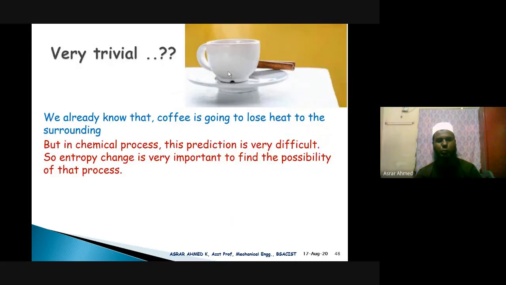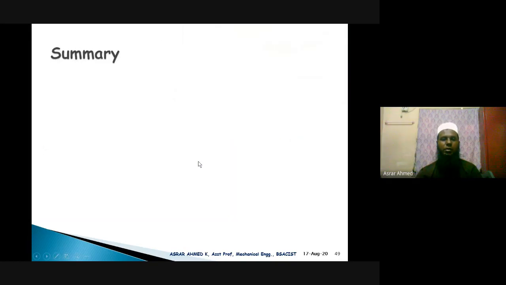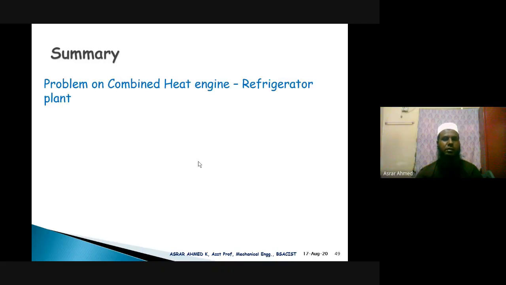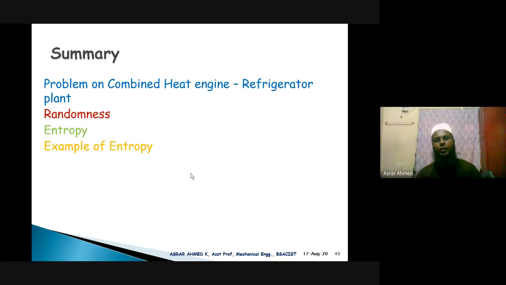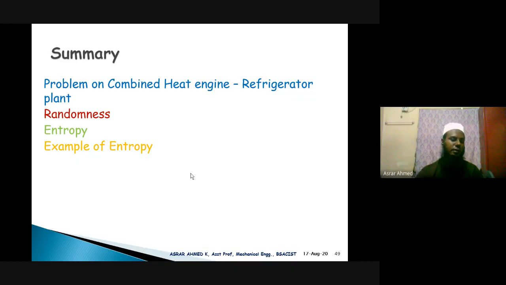So that is the topic of discussion today. Any clarification till now? To summarize, we have taken the problem on the combined heat engine and refrigerator plant, we have defined what is randomness, we have defined what is entropy and discussed it with an example, and we have discussed the second law of thermodynamics based on entropy. Any clarification?